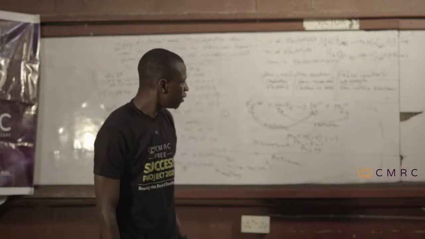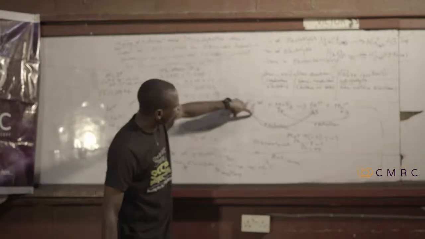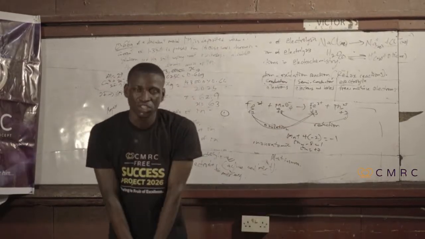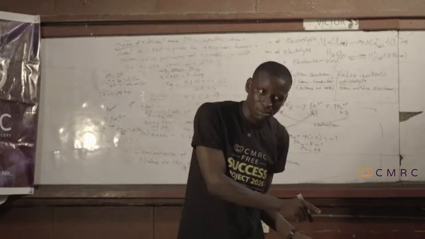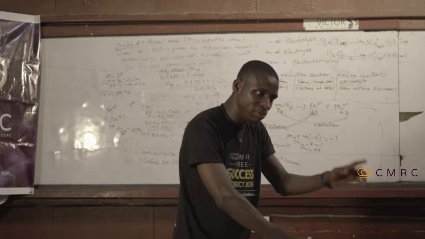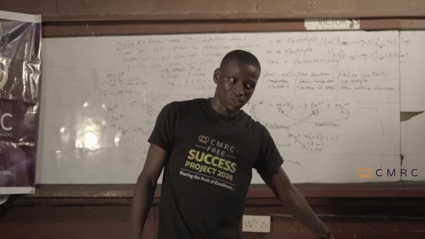The oxidation number increased from +2 to +3. +2 to +3, that's what? Oxidation. Which species undergoes oxidation? Reducing agents. Because it is the reducing agent that is being oxidized. It is the process of something being oxidized. That's what we call oxidation.